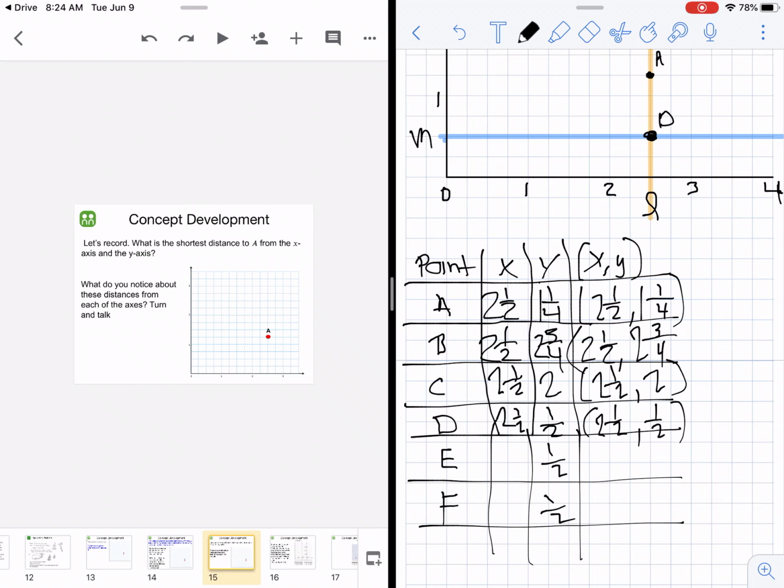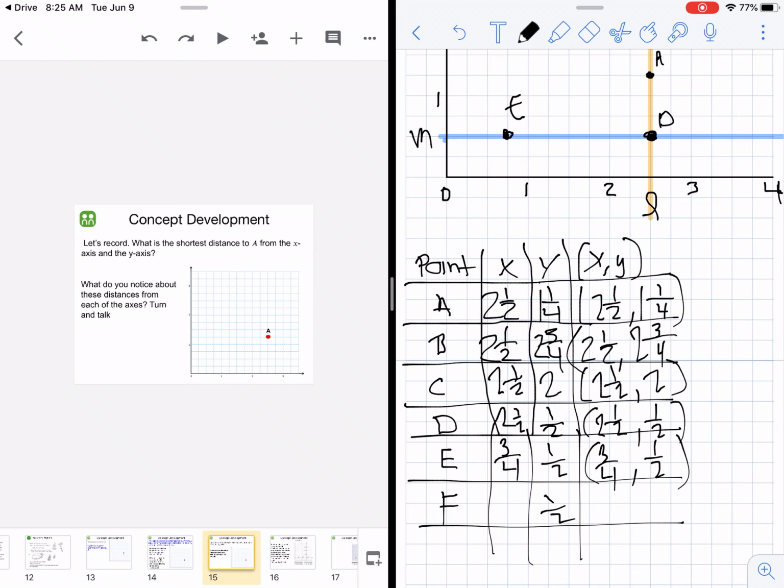Okay. So now let's do E. Plot a point E on line M that is 3/4 units from the y-axis. So 3/4 from the y-axis, it's going to be on the line M. That puts E right there. So E is 3/4 from the y-axis. So that is the x coordinate. And the coordinate pair is 3/4, comma, 1/2. Oh no, that is E.